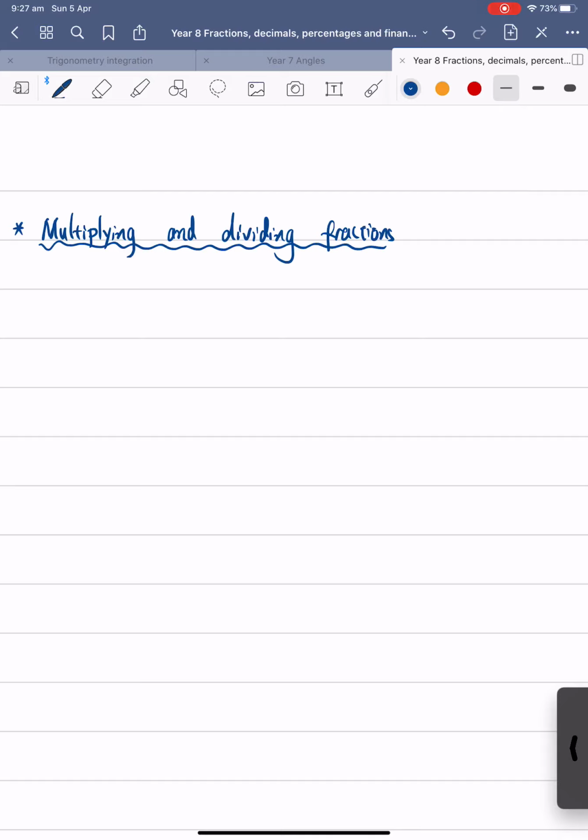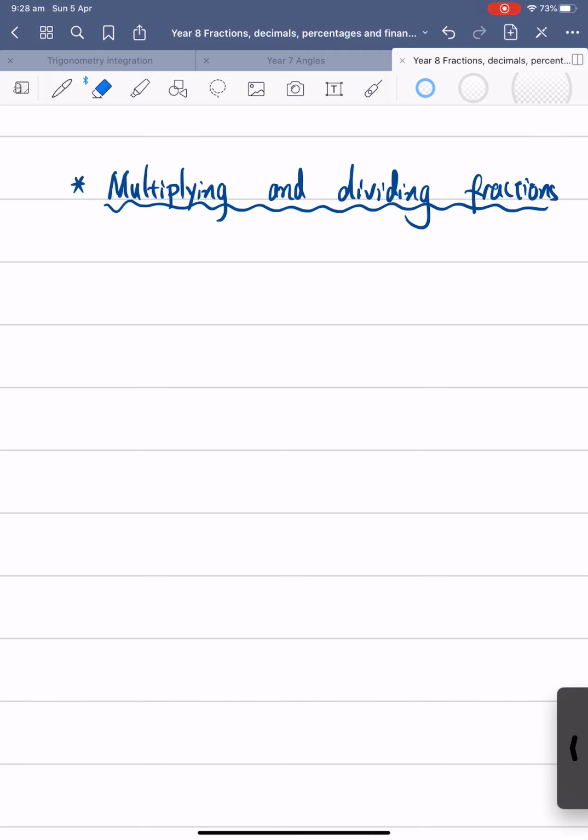The way we do it is we cancel the numbers where possible. Then we multiply the numerators together and multiply the denominators together. That's for multiplication. For division, instead of doing division, we always do multiplication, but we just multiply by its reciprocal. I'd like to show you what's happening here. Let's start with an example: 2/3 times 5/9.